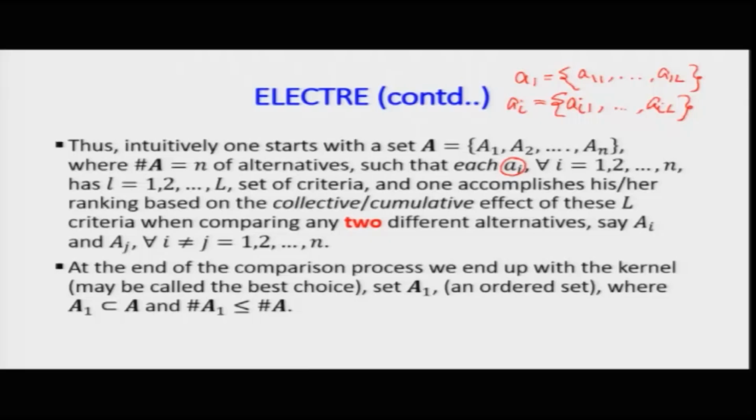At the end of the comparison process, we end up with a best choice set, which is capital A1, where capital A1 would basically be a subset of that bold A, which would be the set of all the A's which you have considered. So, we will basically rank them, order them, like A3 can be better than A4, A4 can be better than A10, A10 can be better than A1. So, based on the collective decision of the criteria.